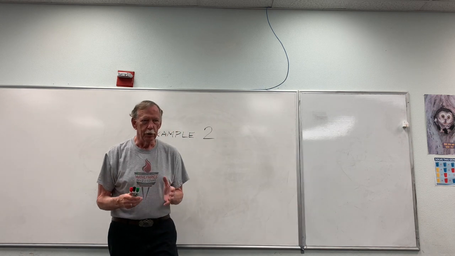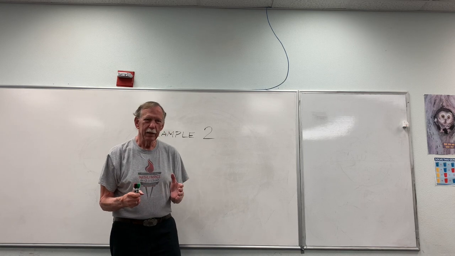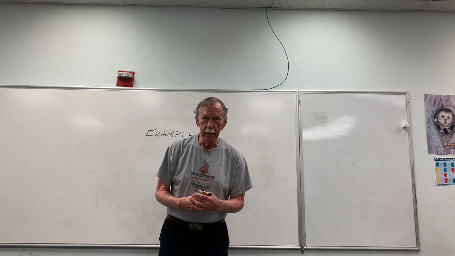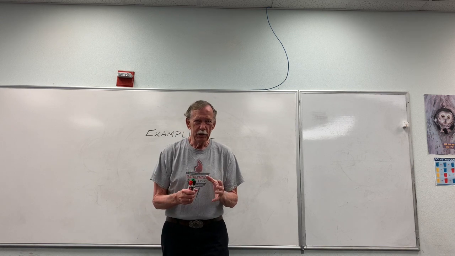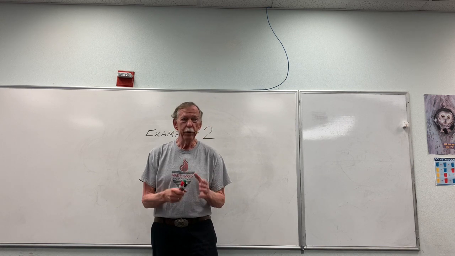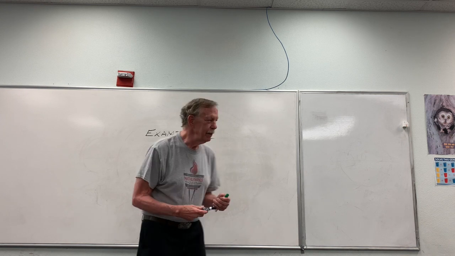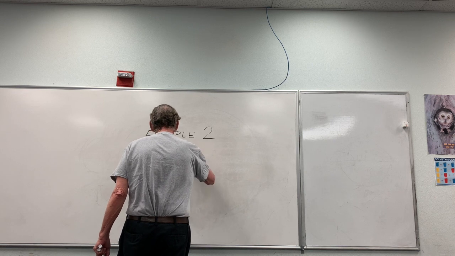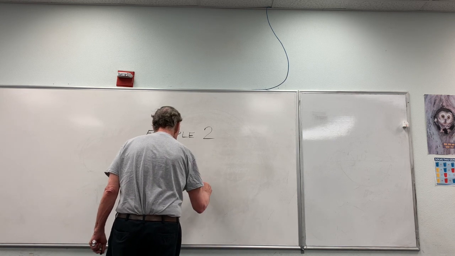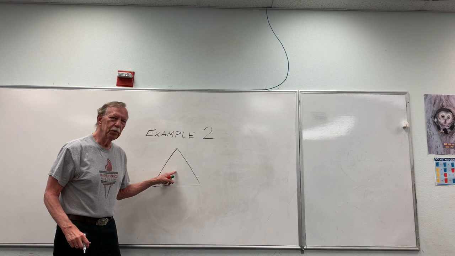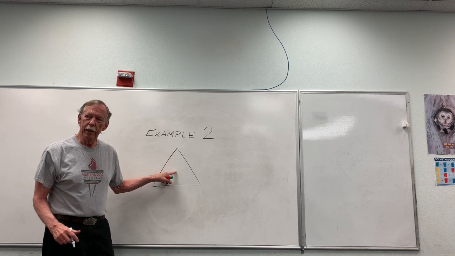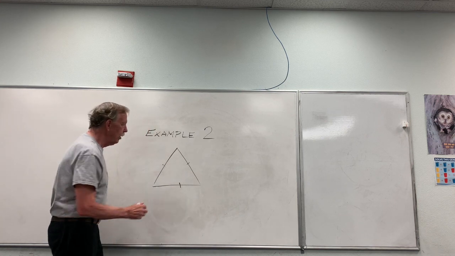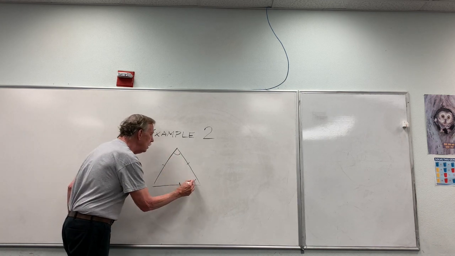In example 2, we're going to rely on a little bit of trigonometry from earlier in geometry. Before we get to that, I want to review that with you. We're going to begin with an equilateral triangle. That is a triangle where all sides are equal and all angles are equal.